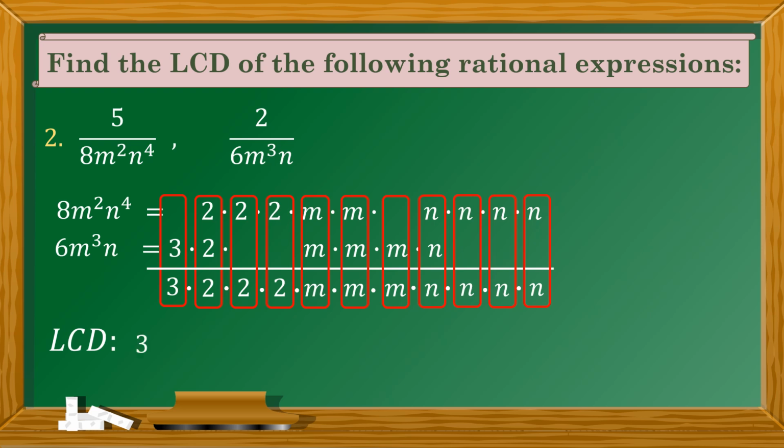Okay, so therefore the LCD is 3 times 2 times 2 times 2 times m times m times m times n times n times n times n. So multiplying these factors, we have 24m cubed n to the 4th power.